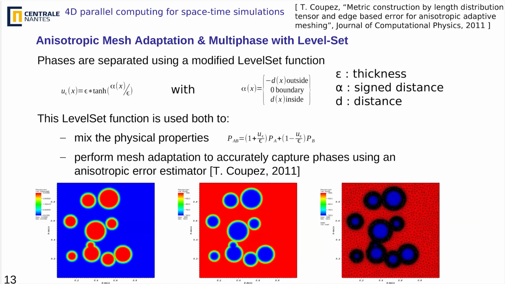Now moving to anisotropic mesh adaptation around the level set for multi-phase flow or multi-phase representation. So we use a signed distance mainly, positive inside, negative outside, and we define a parameter epsilon, the thickness, to represent the smooth interface between the inner and outer part of the phase. This level set function is used to mix properties, for example the density, and also to perform some mesh adaptation across this level set that will concentrate the nodes where we need it.